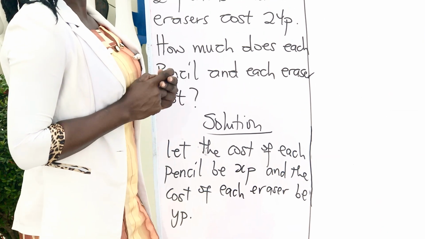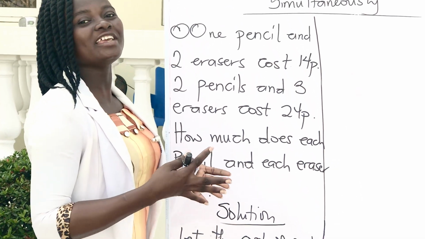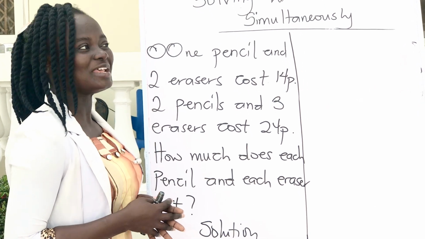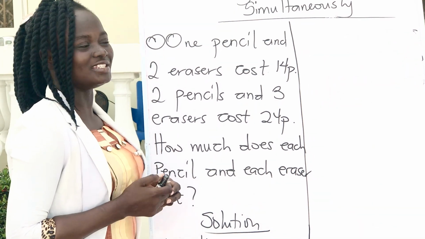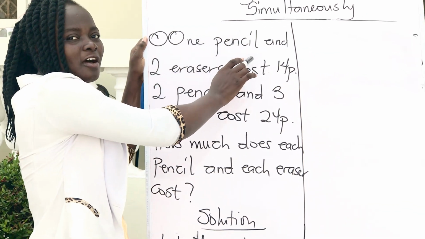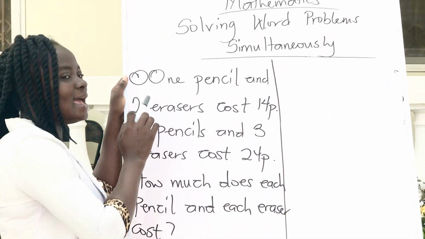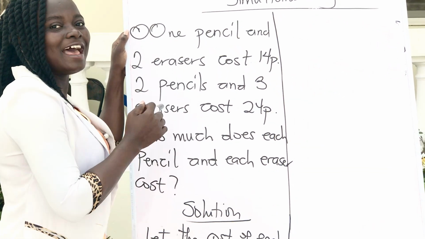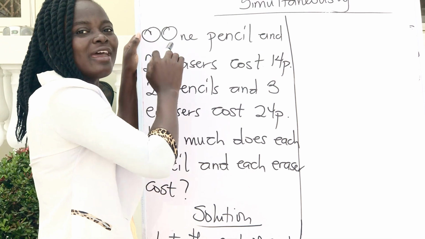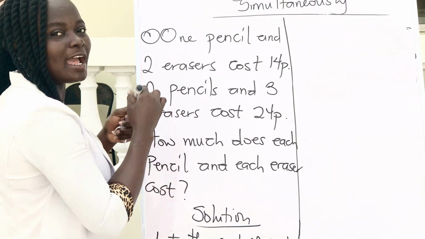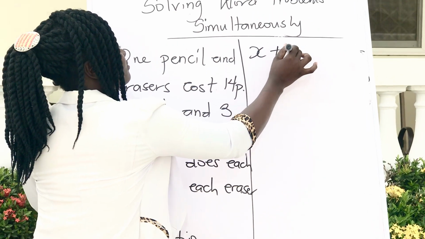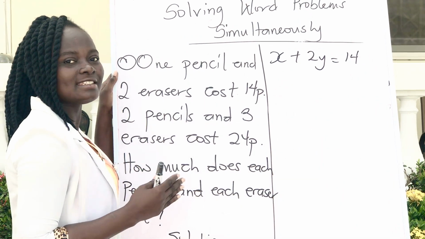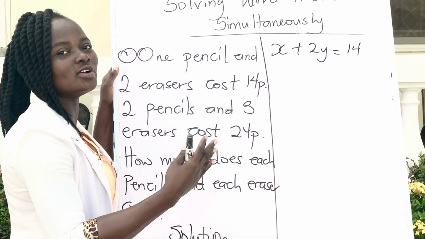Great. So as we've been able to represent the cost of each pencil by X pesewas and the cost of each eraser by Y pesewas, we now solve it simultaneously. So the first part of the statement was 1 pencil and 2 erasers cost 14 pesewas. Let's write this one mathematically. And so it becomes X plus 2Y equals 14.